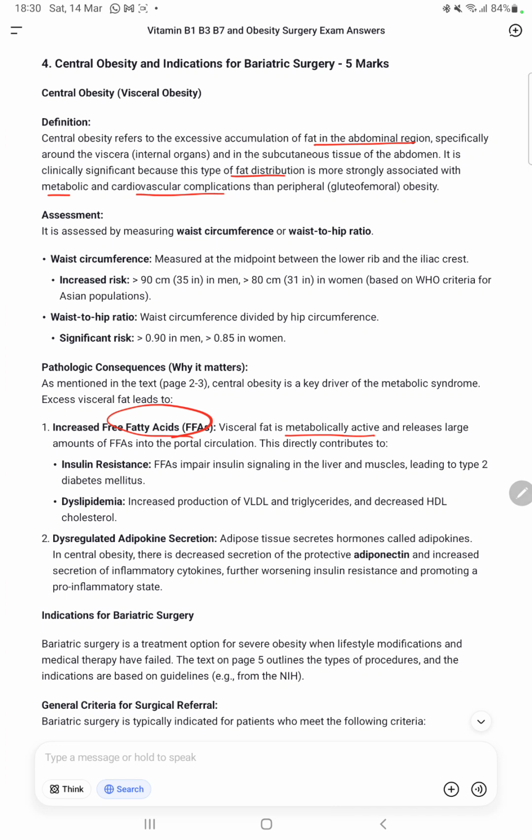This directly contributes to insulin resistance, and because of this there can be a risk of type 2 diabetes mellitus. Similarly, dyslipidemia occurs because of the increased production of VLDL and triglycerides and decreased HDL levels. Then dysregulated adipokine secretion. Adipose tissue secretes hormones like adipokines. In central obesity, there is decreased secretion of protective hormones like adiponectin, which protects against the burning of this central fat, further worsening insulin resistance.